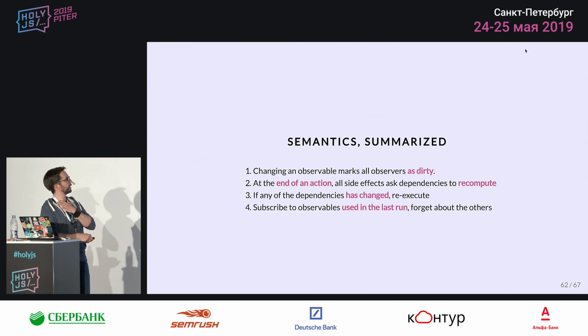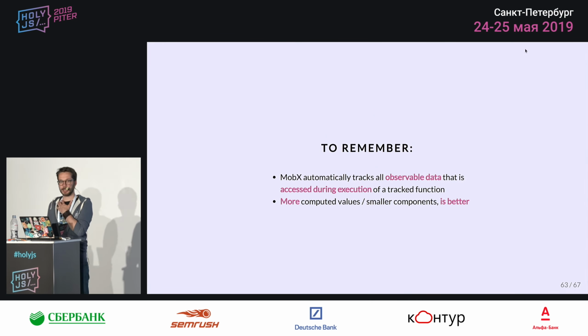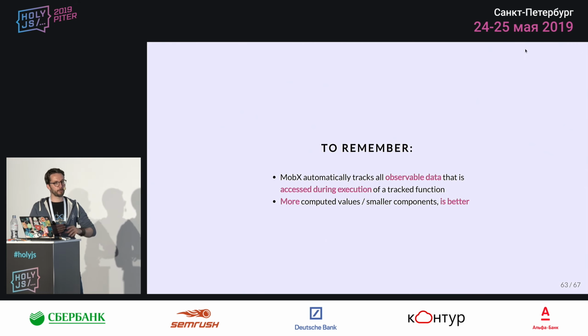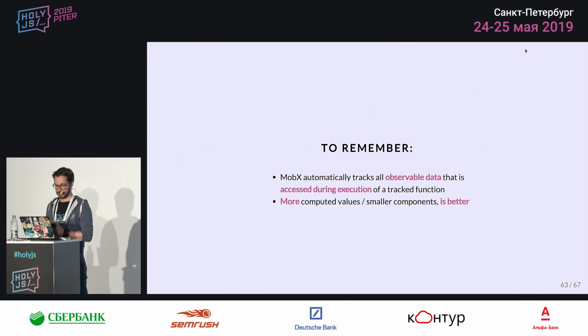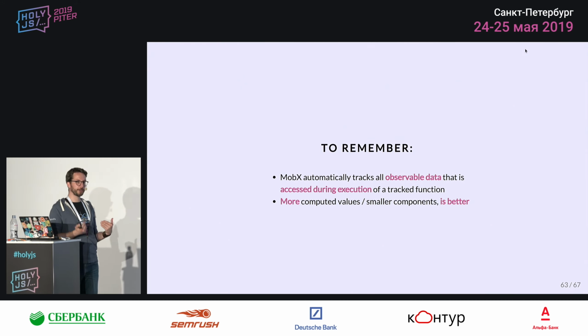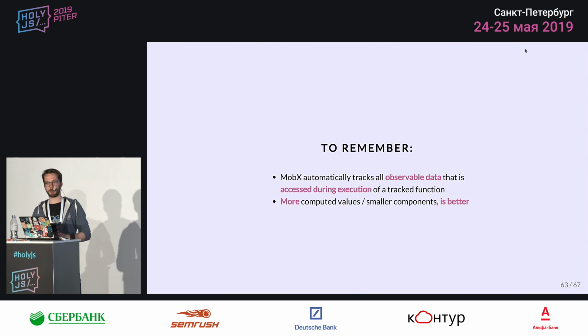So if you want to build this yourself, this nicely summarizes it. We looked at a lot of complex semantics and cases and edge cases and optimizations. But the interesting thing is, from a user perspective, there are not that many rules to remember. Basically, MobX automatically tracks all observable data that is accessed during the execution of something that's being tracked. And also, the more computed values you have, or the more components you have, the more caching points there are for MobX to remember the output of a computation. So the faster your application will get.